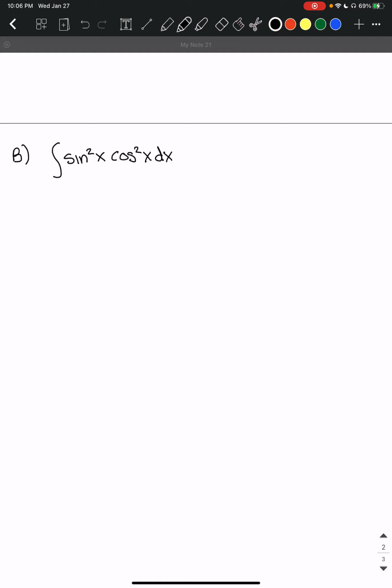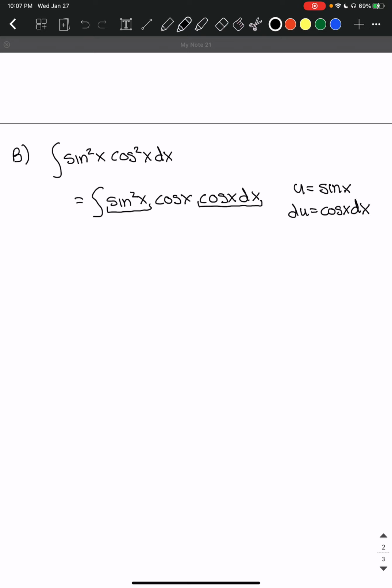Okay, so let's repeat the process exactly. Let me pull a cosine to the back. So I have sine squared of x, I have cosine of x dx. That was a mouthful. But again, I have this du hiding out. I have a u squared sitting here, so long as I make u equal to sine of x and du equal to cosine of x dx as a substitution, right?